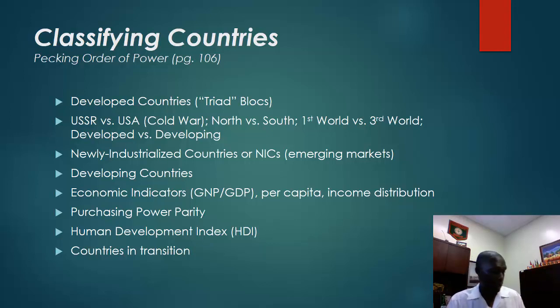The US is number 3. So this gives you an idea of the standard of living that each of these countries are able to offer their citizens. So that's another classification.